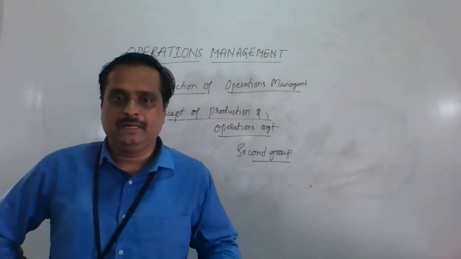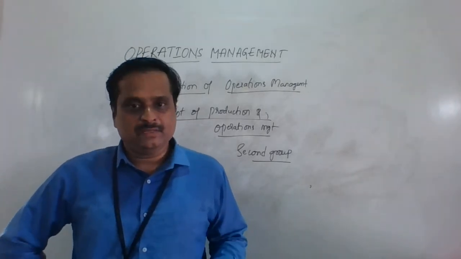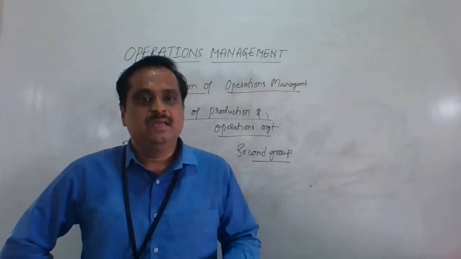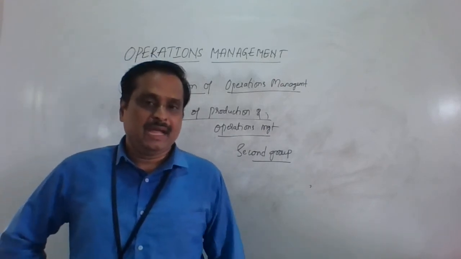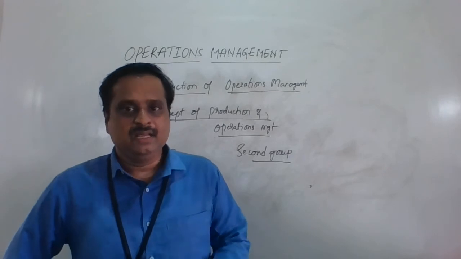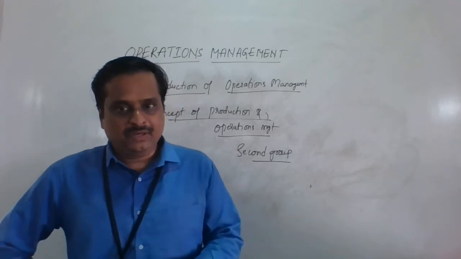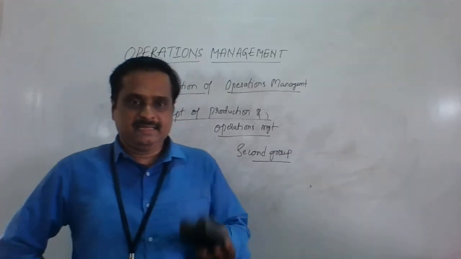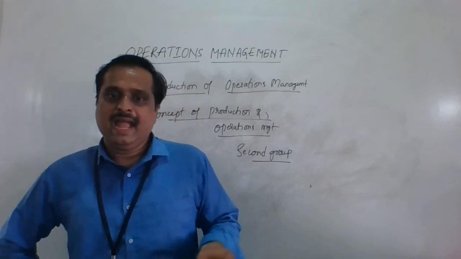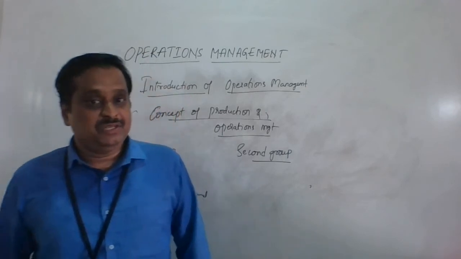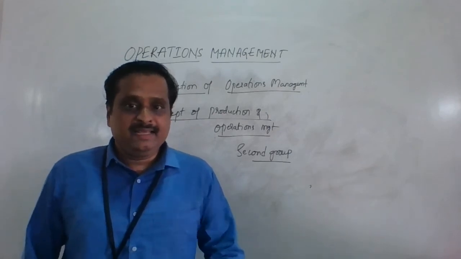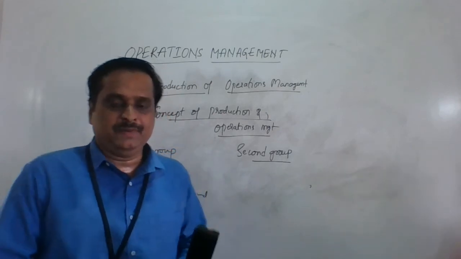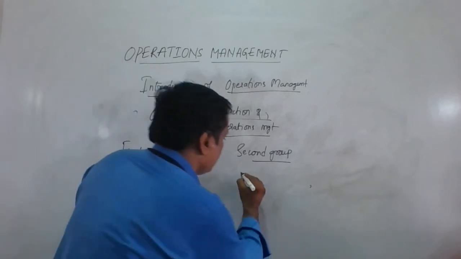So here the first group says that production management mainly deals with the manufacturing of any product, that is, the conversion of raw materials into finished products. Production management is relatively an older concept, and it is applicable only in manufacturing activities. And coming to operations management, it is altogether a new management technique, a new management concept.